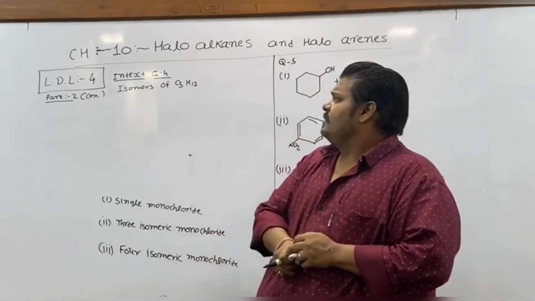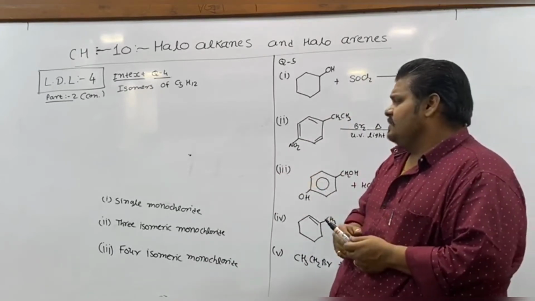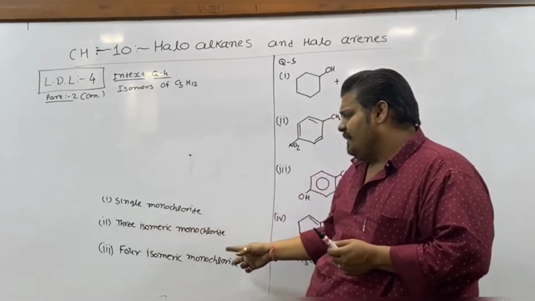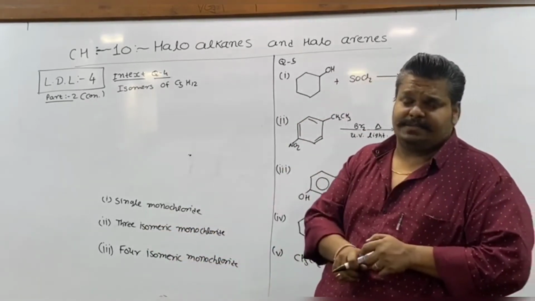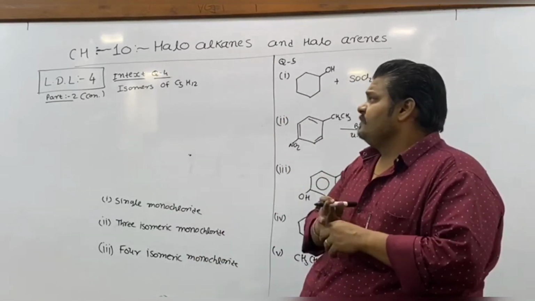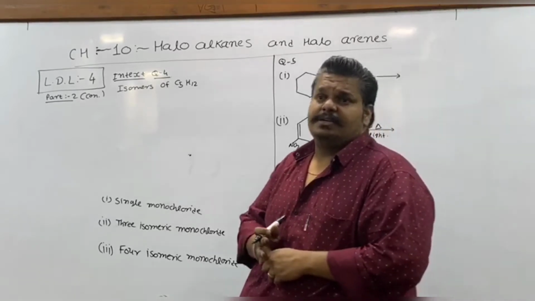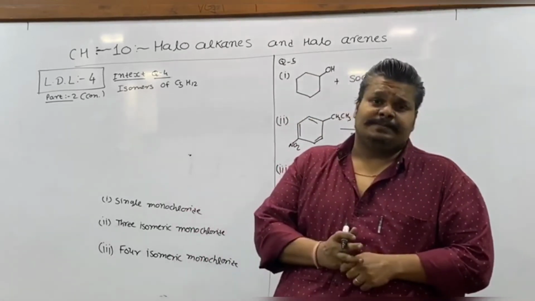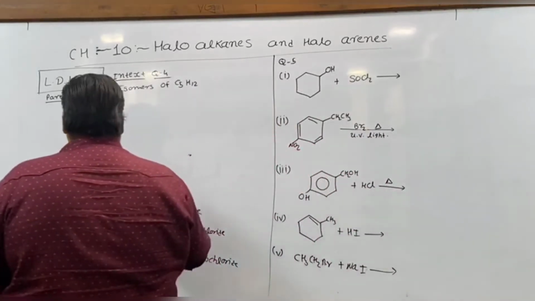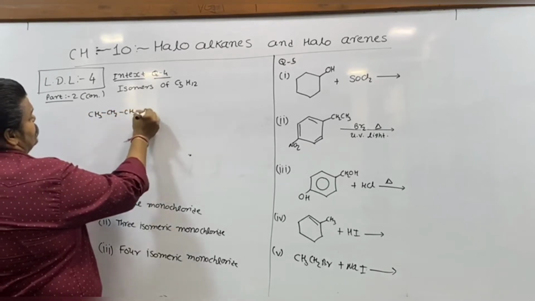Question number 4. Out of the isomers of C5H12, which isomers can produce a single monochloride on halogenation, 3 isomeric monochlorides, and 4 isomeric monochlorides? For this question's solution, first we'll draw the isomers of pentane. We know that pentane possesses 3 isomers: normal pentane, called N-pentane, then isopentane and neopentane. N-pentane: CH3, CH2, CH2, CH2, CH3.